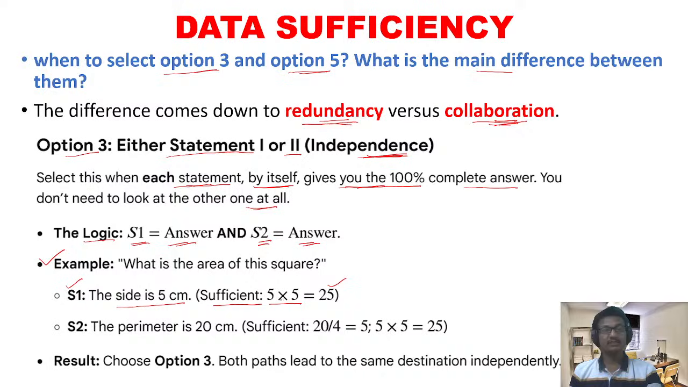to get the answer. Then statement 2 is the perimeter is 20 centimeters. When you know the perimeter of a square, you can get the side by dividing it by 4.